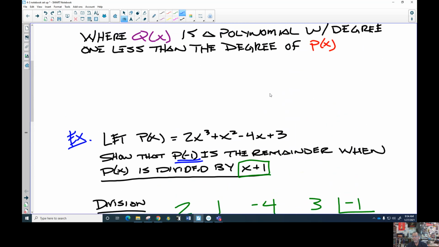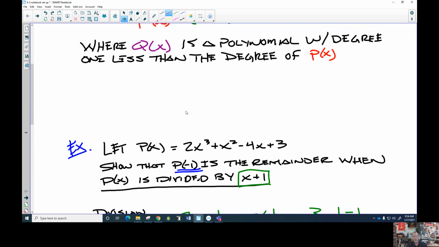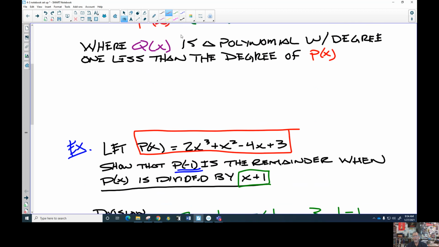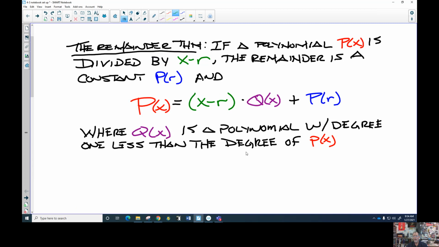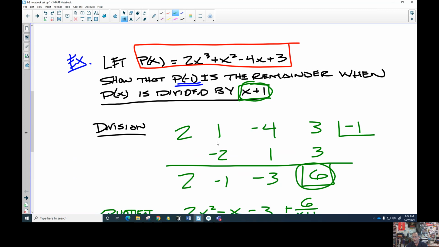All right, so let's look back at this again and take a look at what we have here. P of x is this thing here. If p of x is divided by x minus r, our x minus r was already highlighted in green here. That's x minus a negative 1. Negative 1 is our r, so x plus 1 is our factor, right? So it's divided by x minus r. And the remainder is a constant, p of r. The remainder was a constant. It was 6, right? So the remainder is 6.